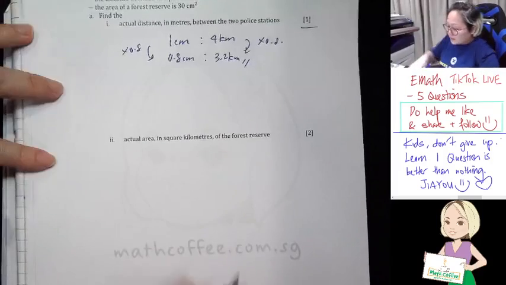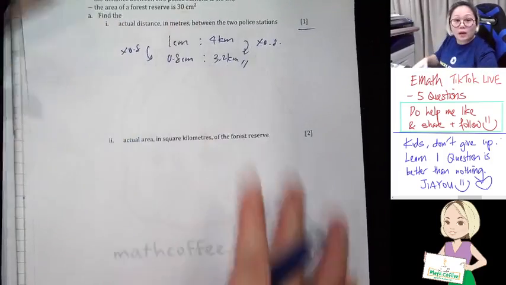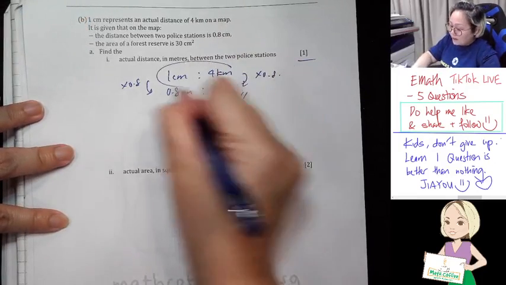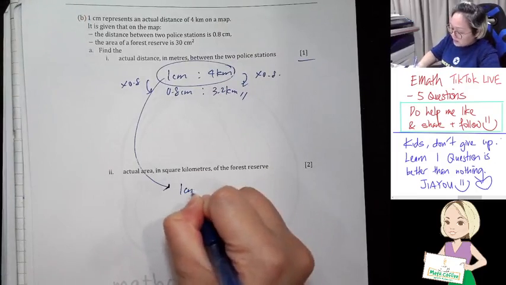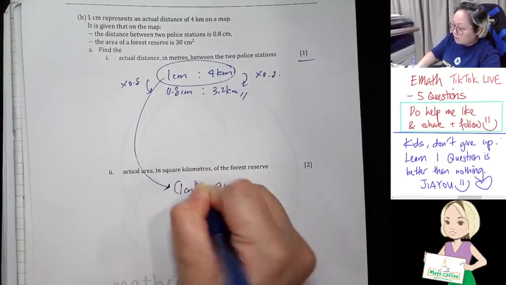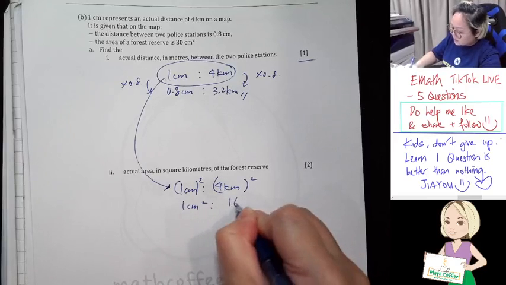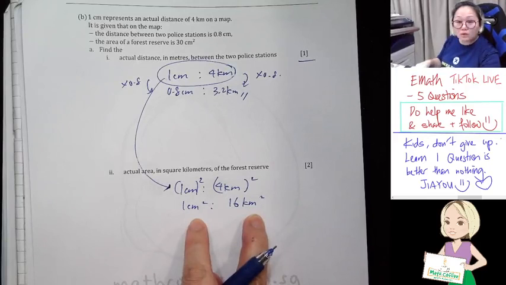Next. They say the area is 30 cm square. So again, I need to find my area scale, right? So I'm going to take this one. 1 cm represents 4 km. Square both sides. So I get 1 cm square is to 16 km square. So now I'm ready to calculate my area.